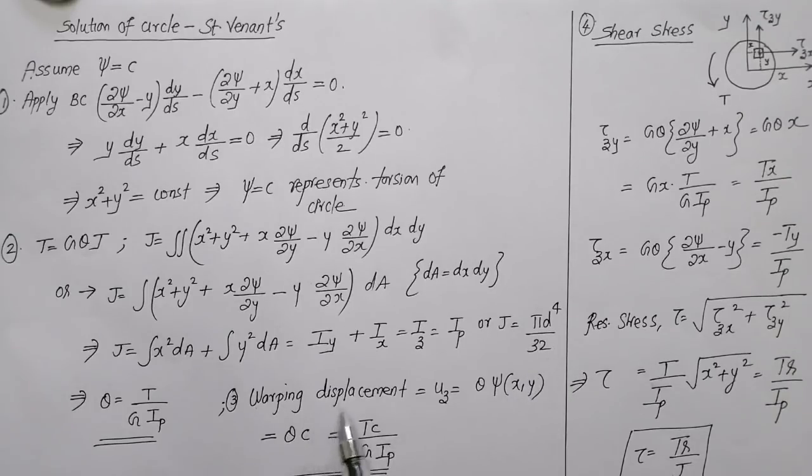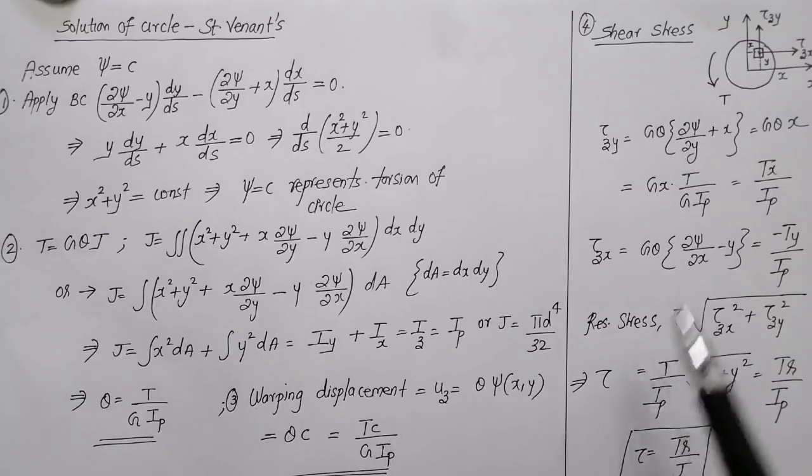Now sometimes you will be asked what is the warping displacement. While describing warping, I have said uz is equal to theta into psi of x comma y. So here psi of x comma y is a constant c. So theta into c. So what is theta? We have obtained T by GIp. So T by GIp into c.